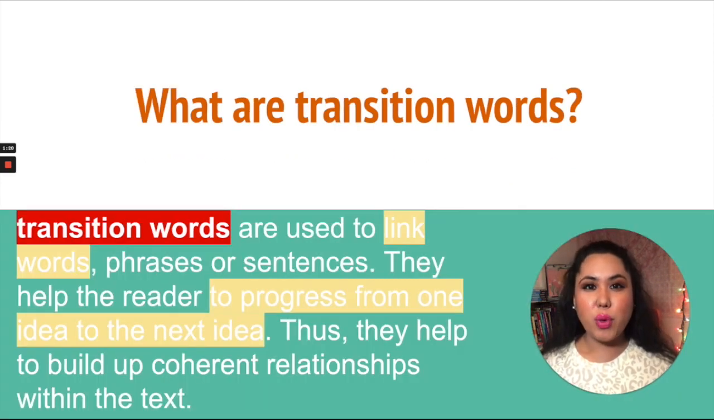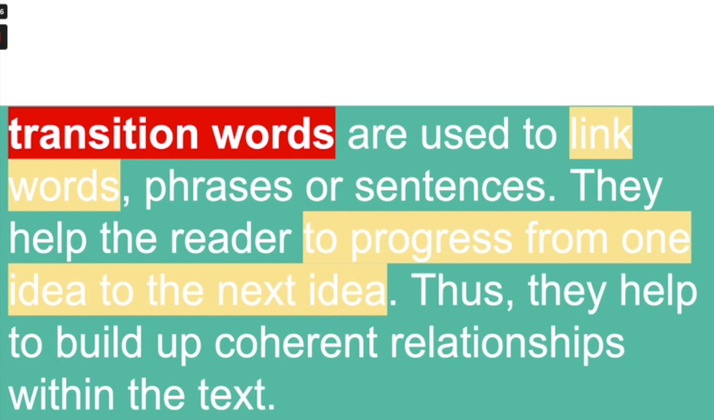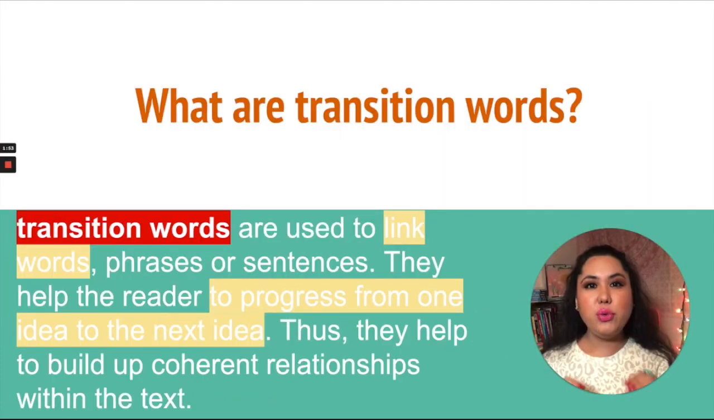So if you're wondering what transition words are, let's read this definition right over here. Transition words are used to link words, phrases, or sentences. They help us transition from idea to idea. They help the reader to progress from one idea to the next idea. Thus, they help to build up coherent relationships within the text. You don't want it to seem to the reader that you are throwing in ideas randomly, and that is where transition words come into play.